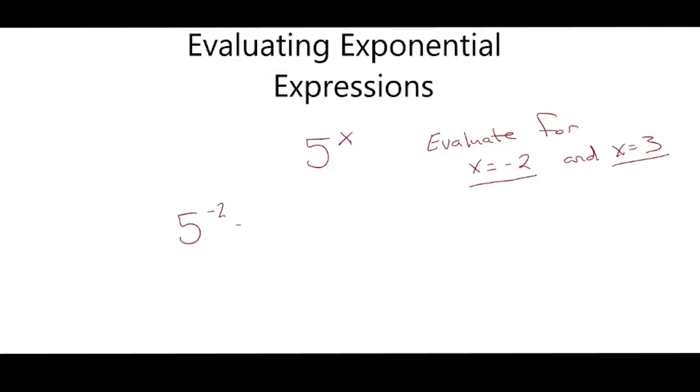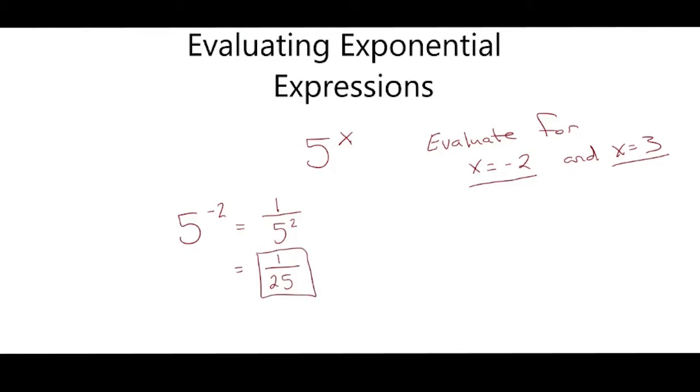Well, if you'll remember, a negative exponent tells us to create a fraction, so that the 5 goes on the bottom of a fraction with a 1 on top. And it's actually 5 squared. All right. So we know that 5 squared is 5 times 5, and that's 25. So when x is -2, our expression equals 1 over 25.